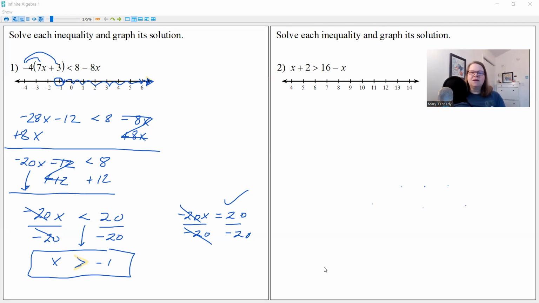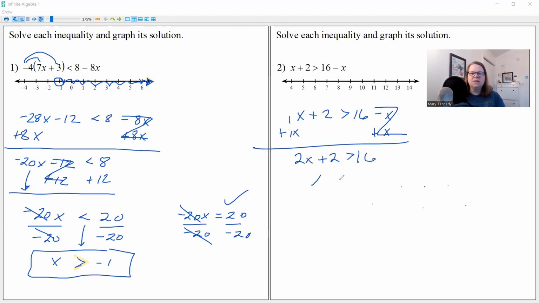Okay, so let's solve this one. We have x plus 2 is greater than 16 minus x. Again, I want the x to be on the left side, so this is the x that needs to move. I'm going to add x to both sides. Negative x plus x is 0. So that's 1x plus another, that's 2x plus 2 is greater than 16.